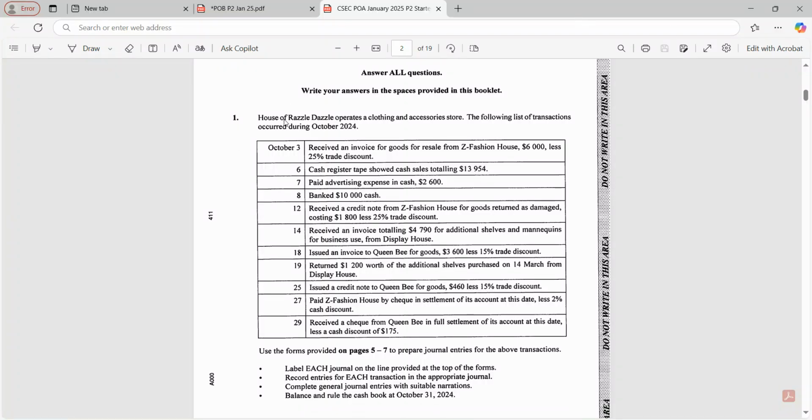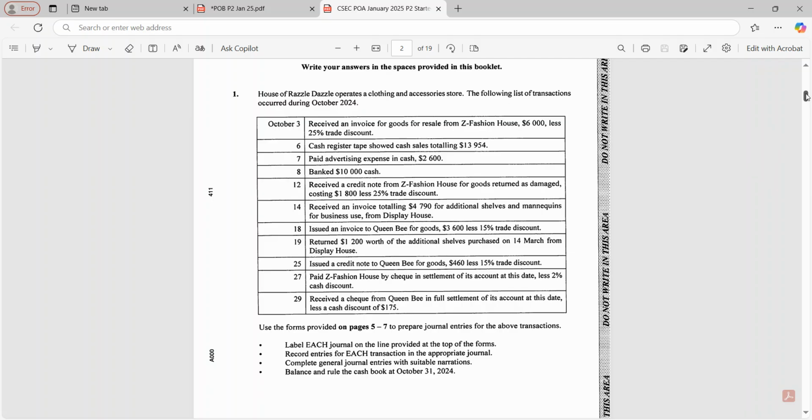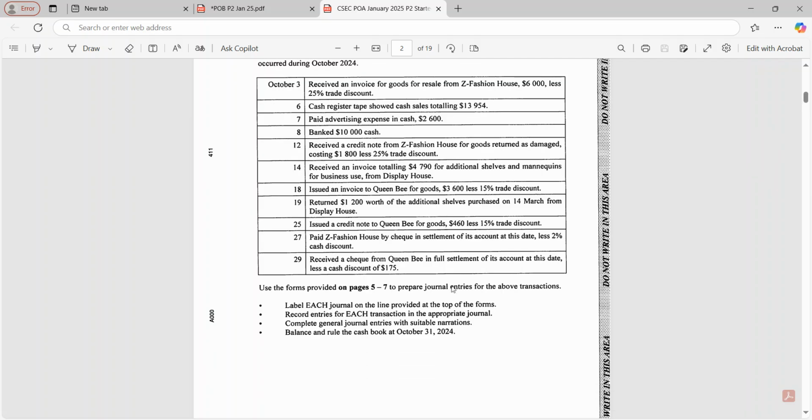Number 1 says, House of Razzle Dazzle operates a clothing and accessories store. The following list of transactions occurred during October 2024. We're supposed to use the forms provided on pages 5 to 7 to prepare journal entries for the above transactions and label each journal, as well as record entries for each transaction in the appropriate journal, complete general journal entries with suitable narrations, and balance and rule the cash book at October 31st, 2024.